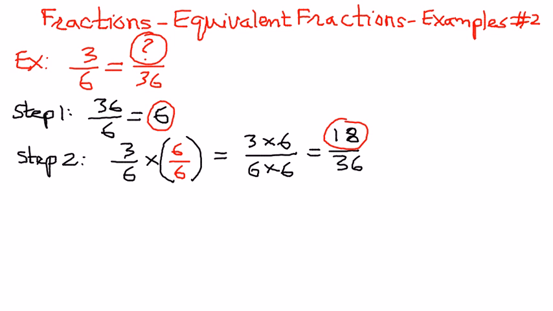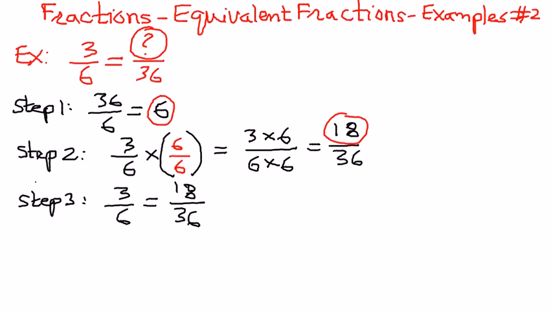So therefore, as step number 3, we can write this as follows. 3/6 is equal to 18/36, or we can say 18/36 is an equivalent fraction of 3/6. So either way of writing it out is correct. So 18 is the number which is missing in the second fraction. So therefore 18/36 is an equivalent fraction of 3/6. Let's look at another example.